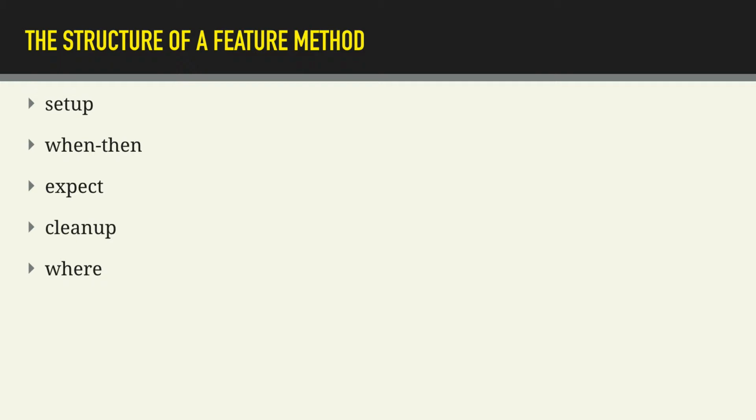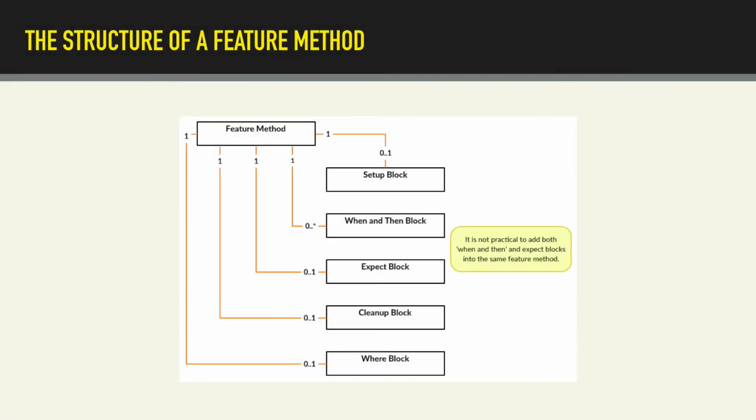This lesson helps you to use setup, when and then, expect and cleanup blocks. We will talk more about the where block in the next lesson of this topic. The following figure illustrates the structure of a feature method. We can now identify the blocks of a feature method. Next, we will find out how we can use these blocks when we write feature methods.